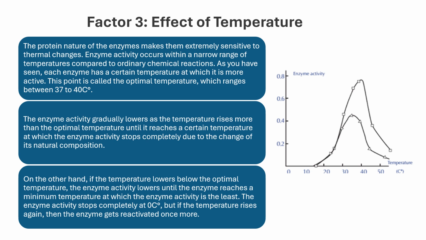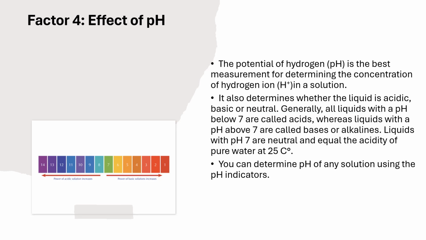The enzyme activity stops completely at 0 degrees Celsius, but if the temperature rises again, then the enzyme gets reactivated once again. Effect of pH. The potential hydrogen is the best measurement for determining the concentration of hydrogen ions in a solution. It also determines whether the liquid is acidic, basic or neutral.